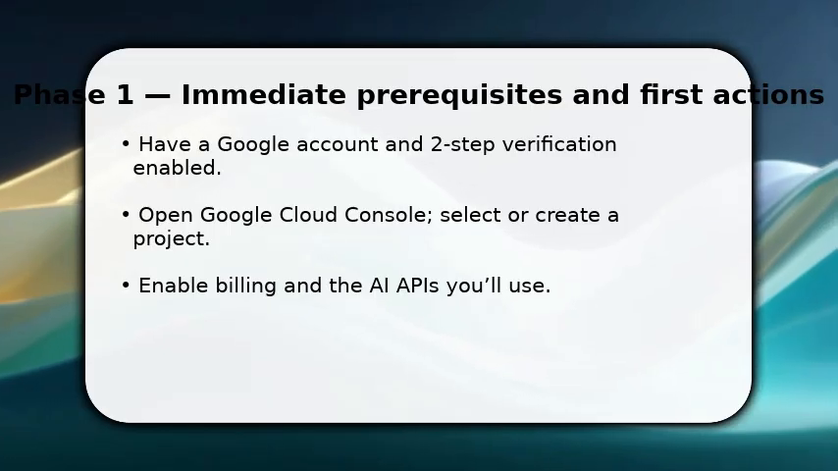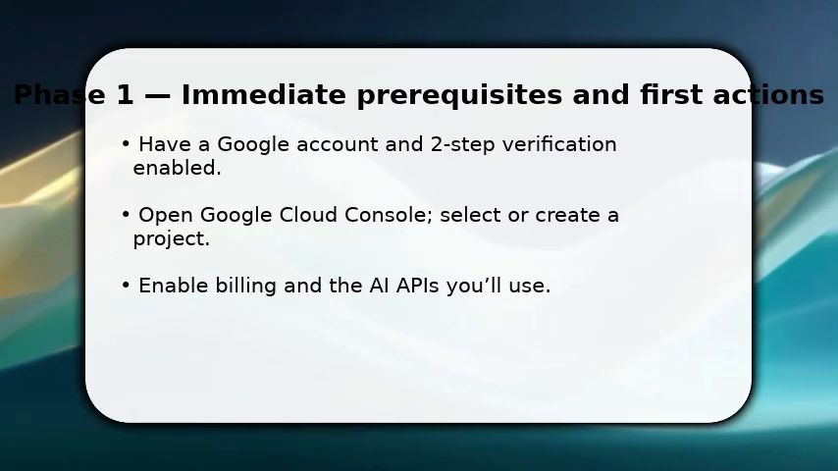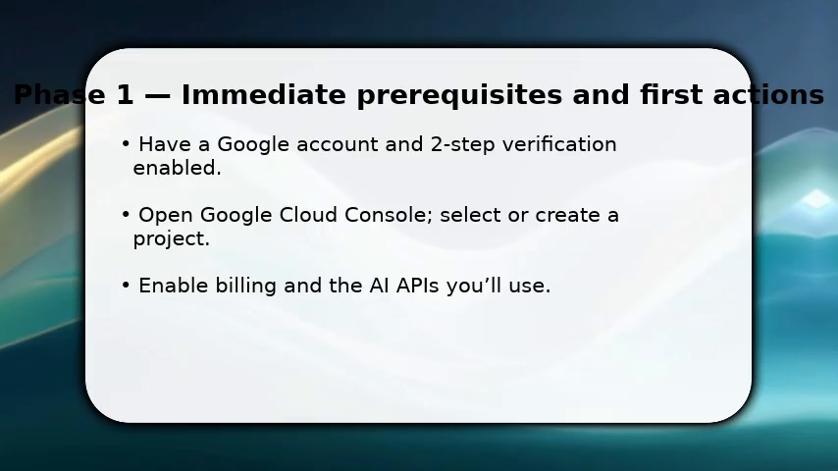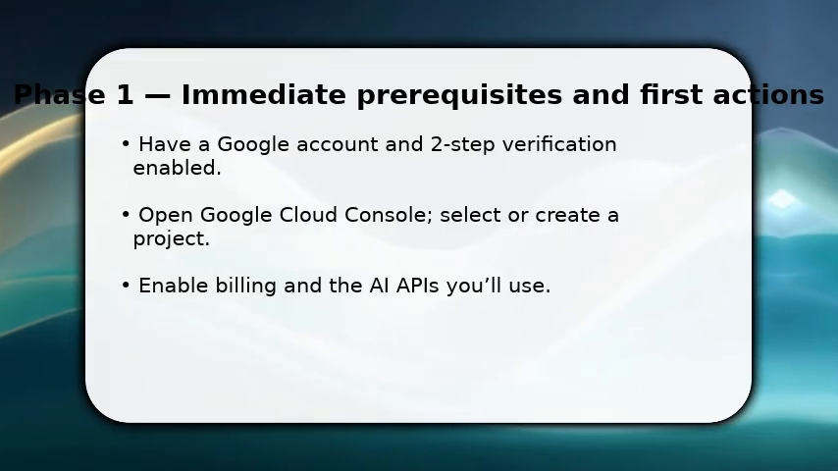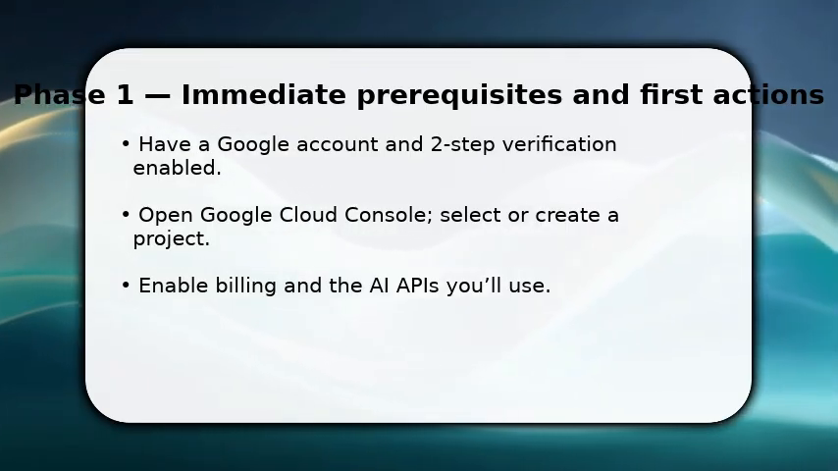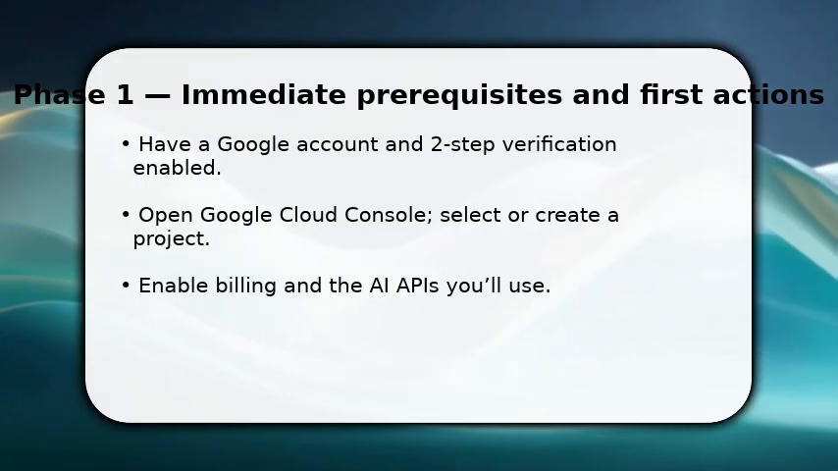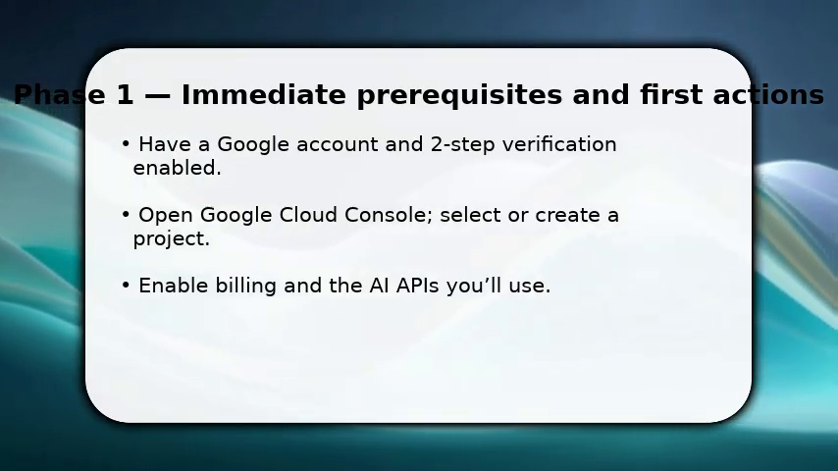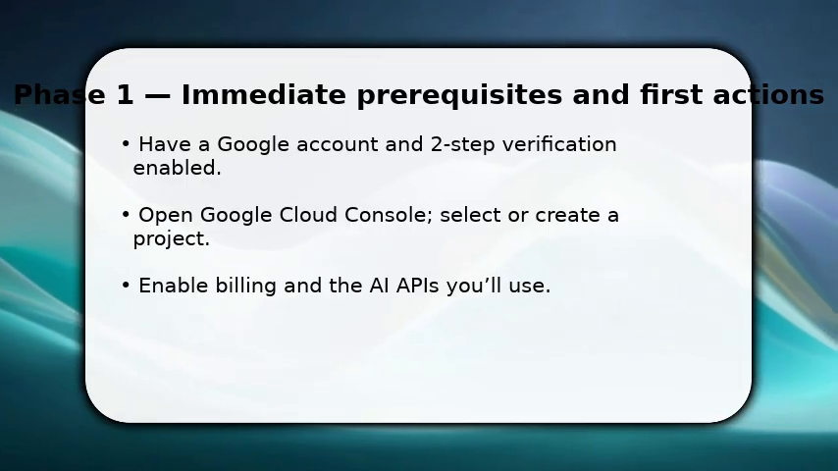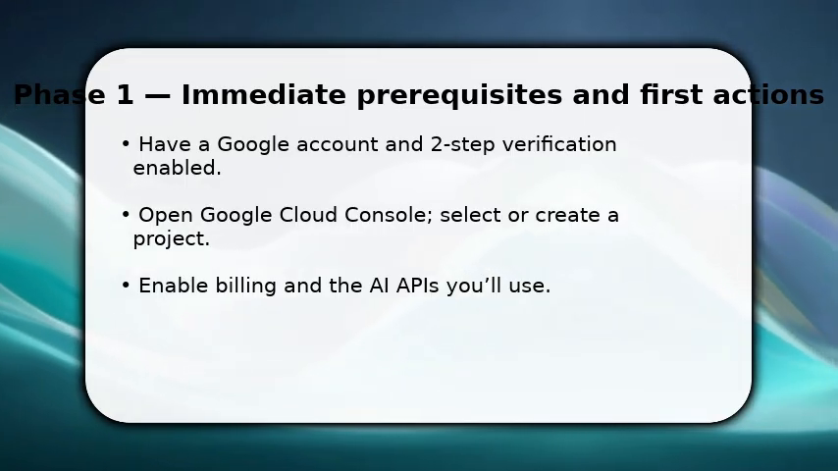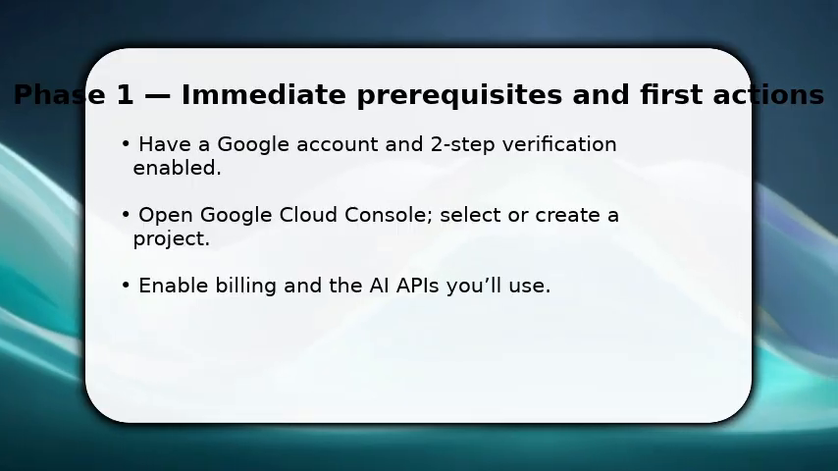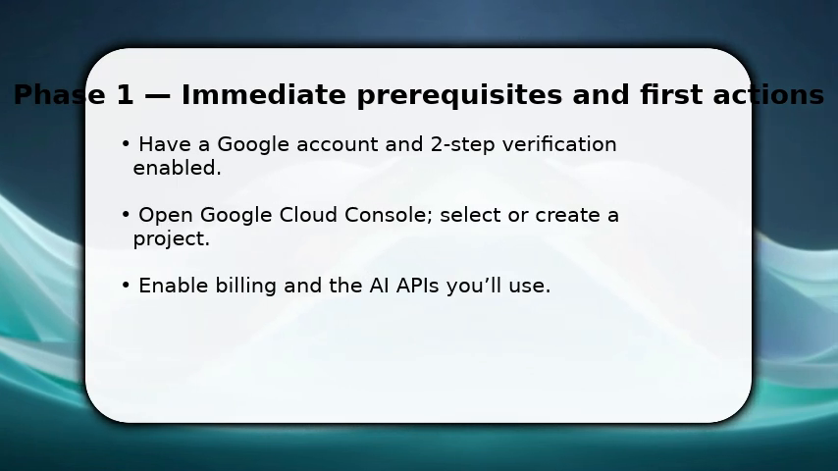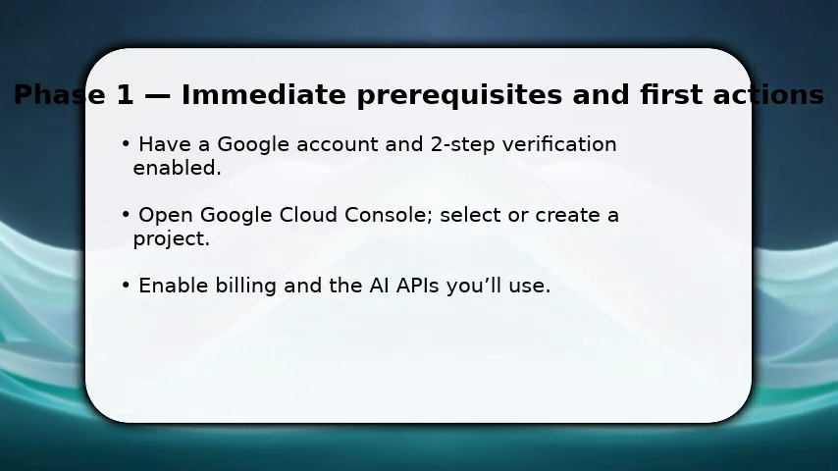You start with essentials. Make sure you have a Google account and two-step verification because access is tighter now. Once done, open Google Cloud Console and pick or create the project you'll use. This isolates resources. Next, enable billing so API keys and quotas can be provisioned, and enable the Google AI APIs required for Gemini access. Take a moment to create an API key or service account. You'll need credentials immediately for the next configuration steps.